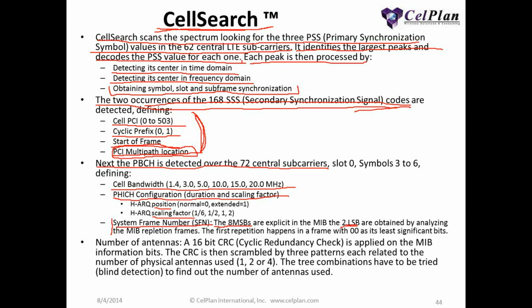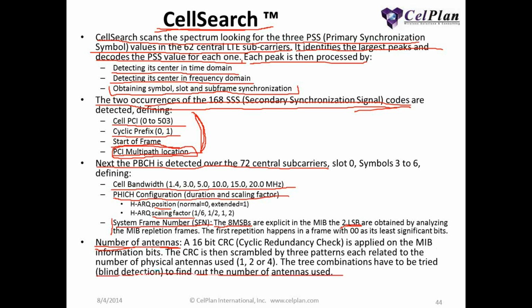What is missing now is to figure out the number of antennas. So how many transmit antennas do we have? And the 3GPP does this in a very indirect way. We have to look at the 16-bit CRC of the MIB. This CRC is scrambled with 3 patterns, and each pattern gives us a different number of physical antennas. So we have to test the scrambling with pattern 1, pattern 2, and pattern 3. The one that gives us the right result is the one that defines the number of antennas. So it's basically a blind detection to find the number of antennas used.